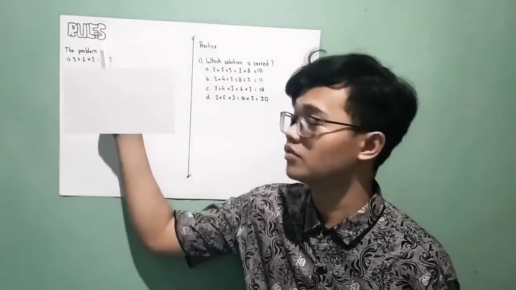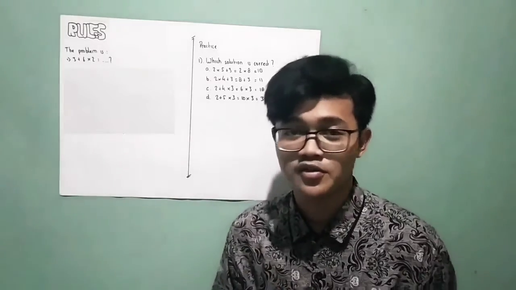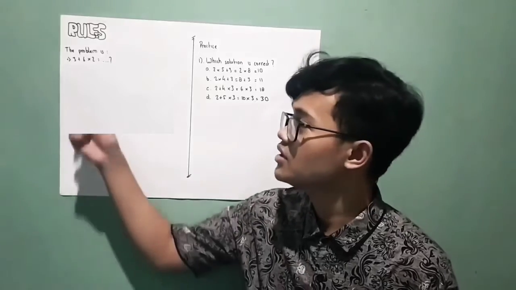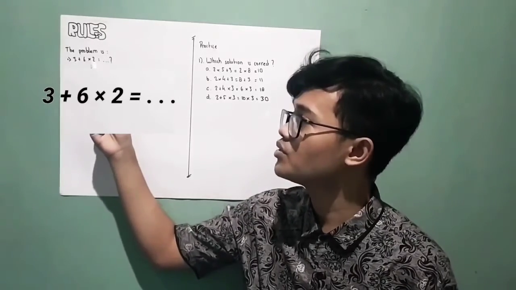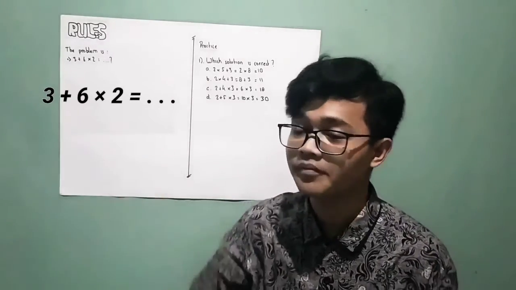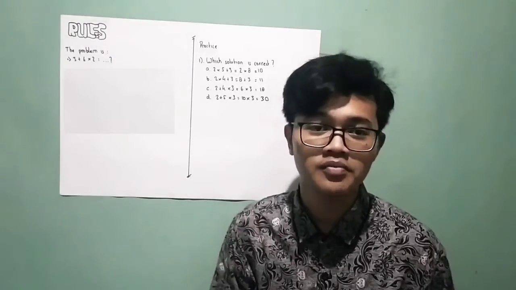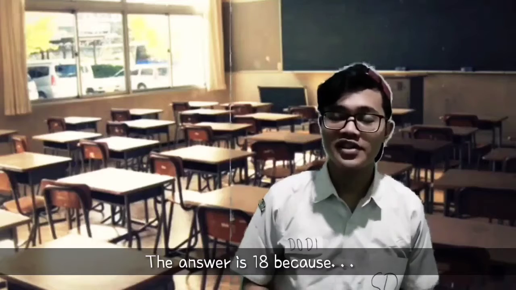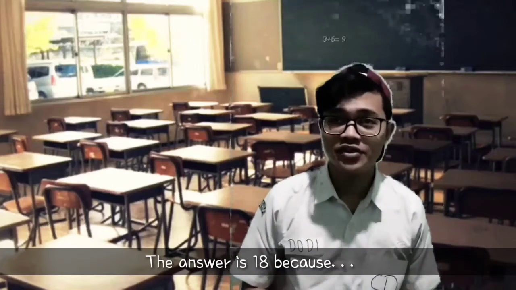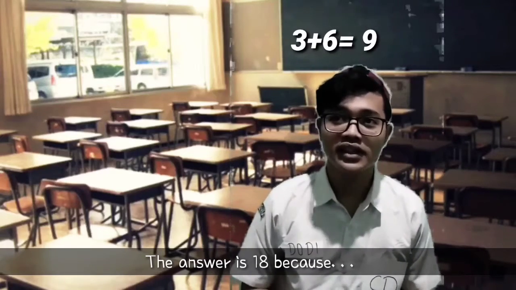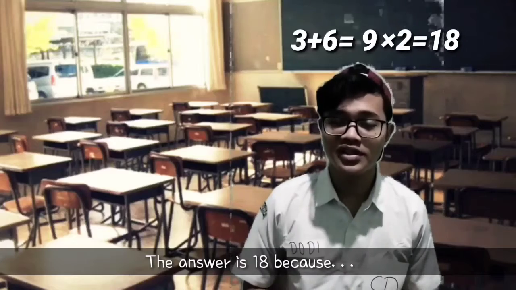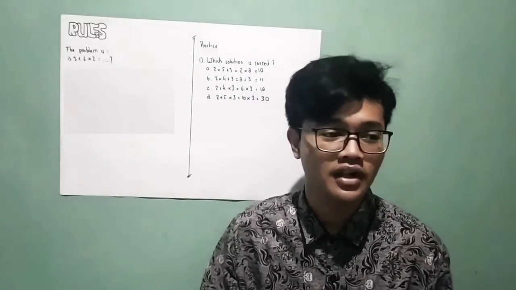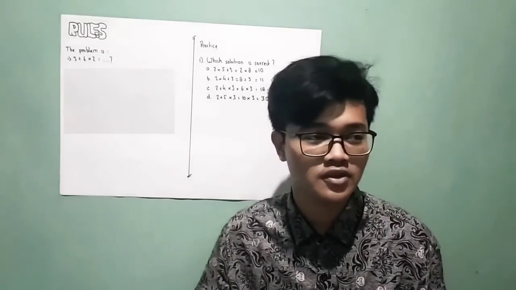Material is rules. Yes, rules. For example, I have a problem. The problem is 3 plus 6 times 2 is equal to what? Anyone can answer? Raise your hand please. Yes, Dodi? The answer is 18 because 3 plus 6 is 9 and then 9 multiplied by 2 is 18. That was easy. Okay, thank you Dodi. Does anyone have a different answer from Dodi?